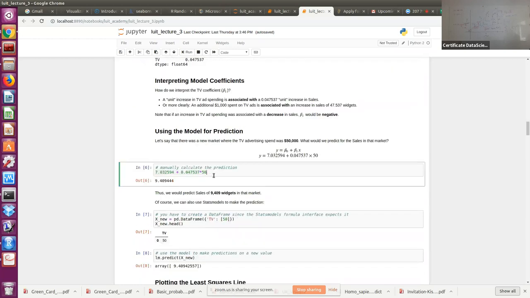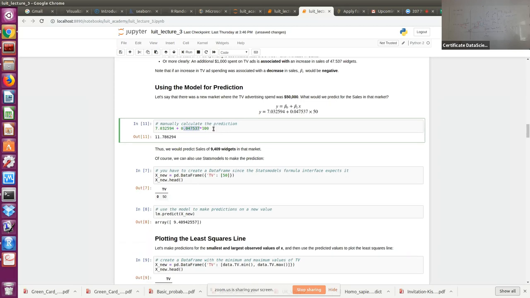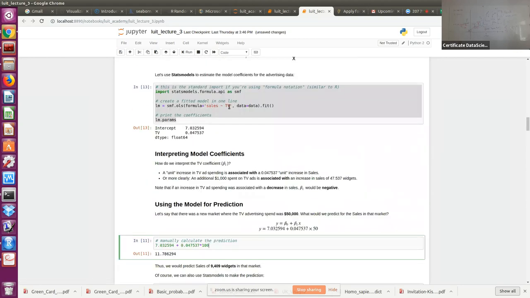This is where you are projecting. Say if somebody says, hey, if I spend 100, how much will it be? Oh, 11 million. Doesn't mean it's double. Why? Because TV only impacts 0.04. This is a factor. This is a coefficient. It does not suddenly double for you. So that is the idea of plotting. Now we have found a relationship: TV impacts sales only this much, 0.04.